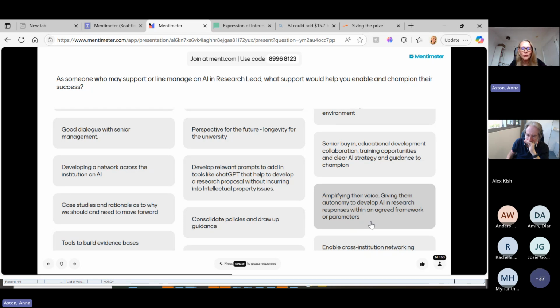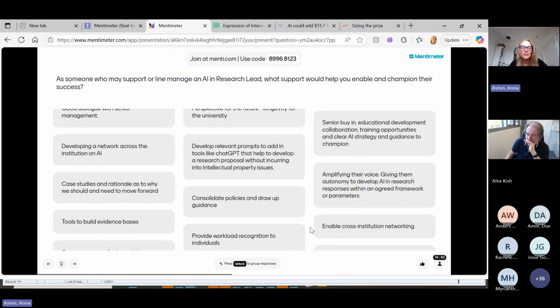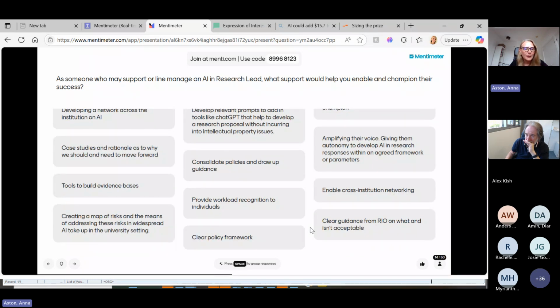This would be great, because we have all different personalities, and for some of us it's really easy to step up into the role. For some of you, it could be for the very first time, and having this relationship will definitely help. Tools to build evidence bases. Yes, it's very important to have the pilot projects done and to be able to present them to get the buy-in. Cross-institution networking, really good.